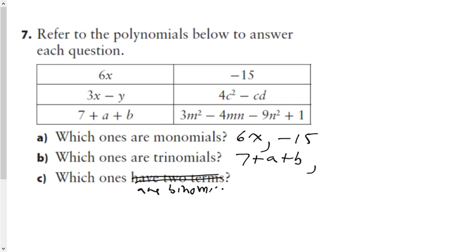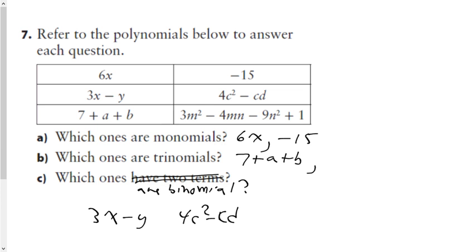They wanted to make sure your understanding is totes okay. Therefore, we would have 3x minus y, two terms, binomial. 4c squared minus cd is two terms, a binomial. And that's it. Those would be the answers for 7.